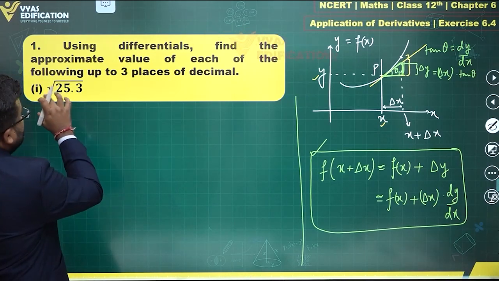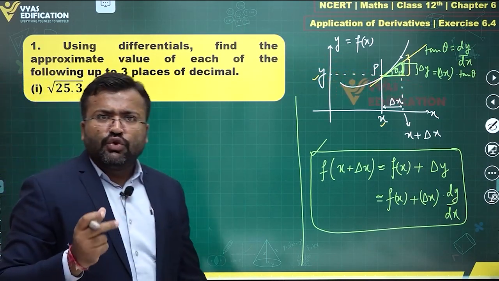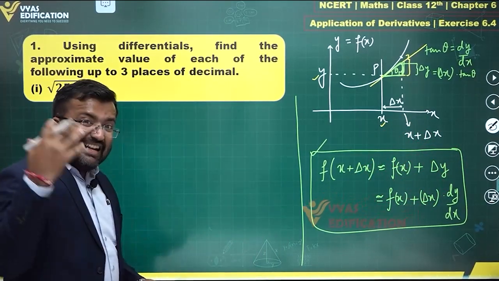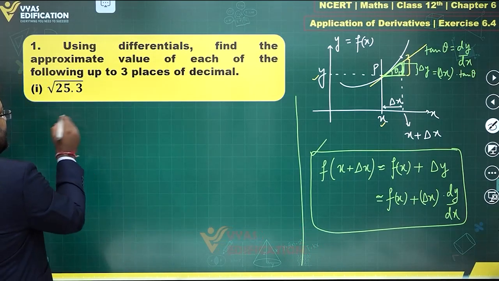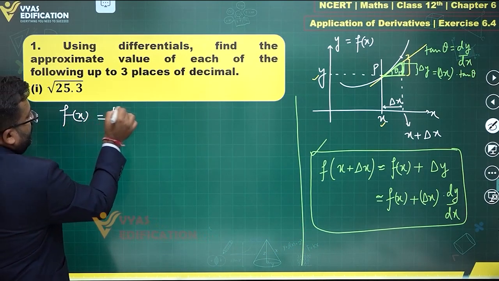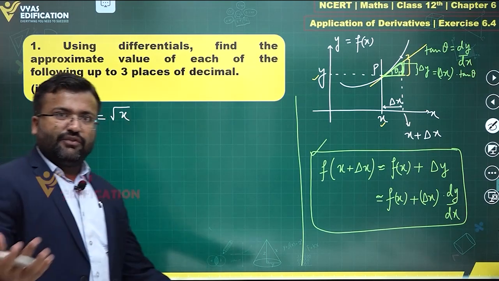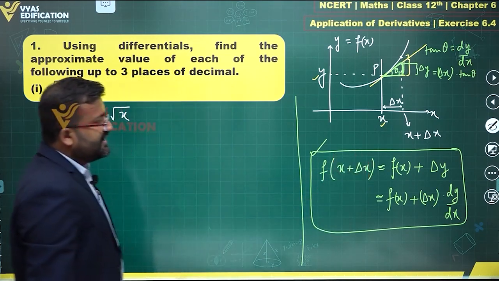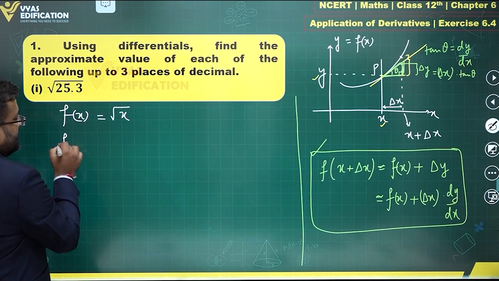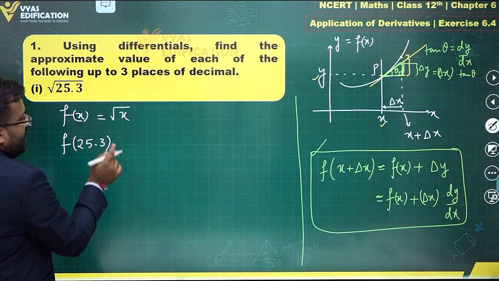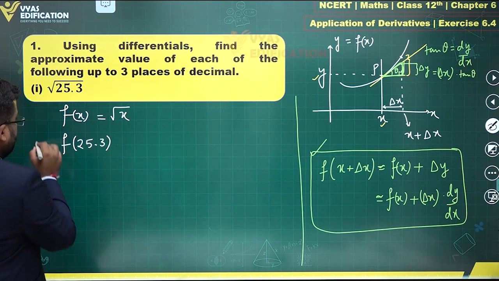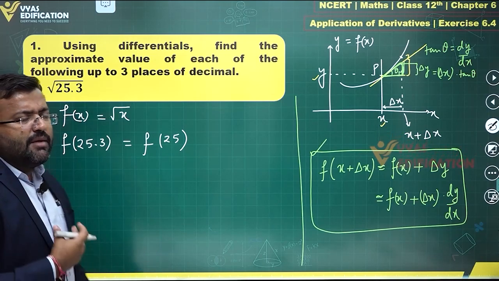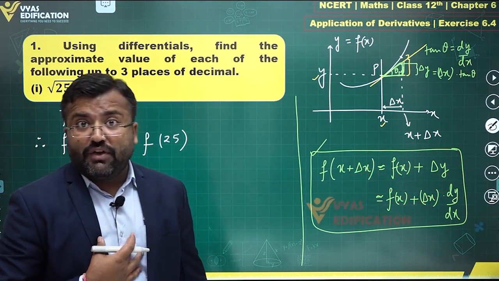So if you observe, this is square root of 25.3. It is close to square root of 25. Now square root of 25 is clearly known to us. That's 5, right? So once that is clearly known to us, let us begin with f of x equal to square root of x be a function. If you are asked f of x plus delta x, which is f of 25.3, that will be under root of 25.3. Therefore, this will be equal to f of 25 first of all, because square root of 25 is something that I am aware of.